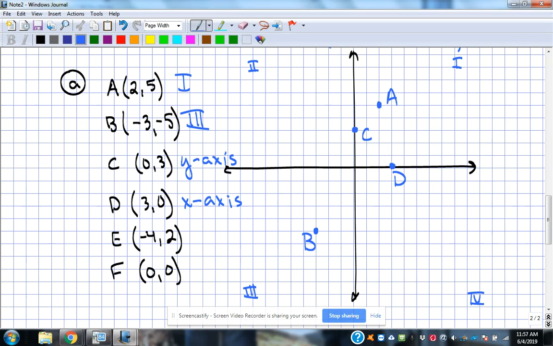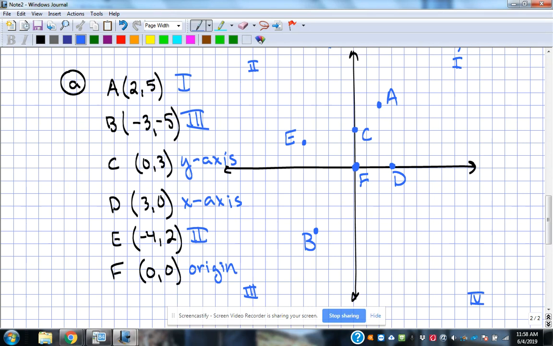Point E. So I would start at the origin again, go to -4, up to 2. And there it is. And that one is obviously in a quadrant. It's in quadrant 2. And then point F is the special one. 0, 0. Hey, that's where I start every time. The name of that is the origin. Okay. Remember that special name for that point. 0, 0 is the origin.